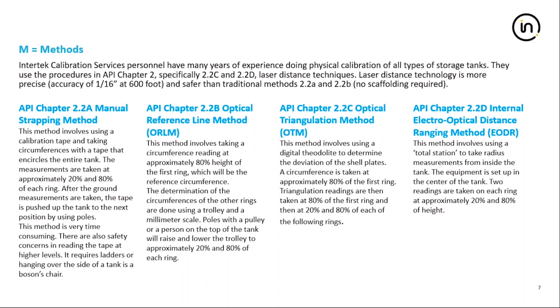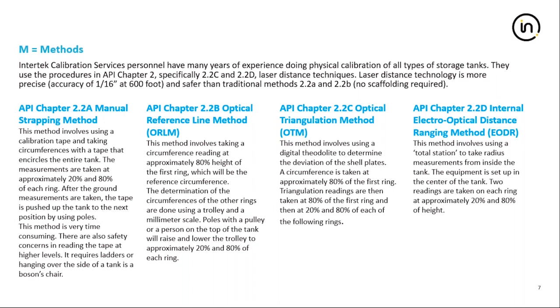Then we move on into the optical methods, and 2.2c and 2.2d are both optical. One uses a theodolite, and 2.2d uses a laser station. What this equipment does is it measures distance, and they use this to correlate and triangulate the volume of the tank, measuring several points within or external to the tank.